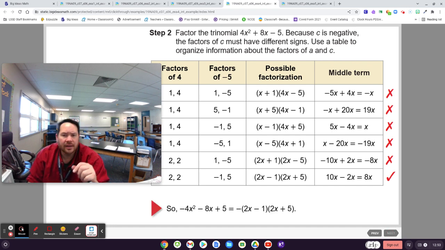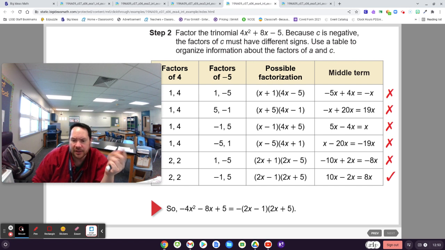Okay. And in this case, they had a negative in front just to make it easier. You normally don't want your leading coefficient for these monomials to be a negative. It's not wrong to have negative 2x plus 1, though, times 2x plus 5.